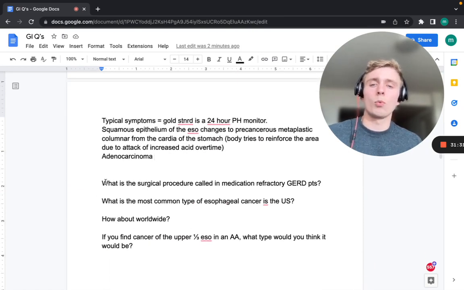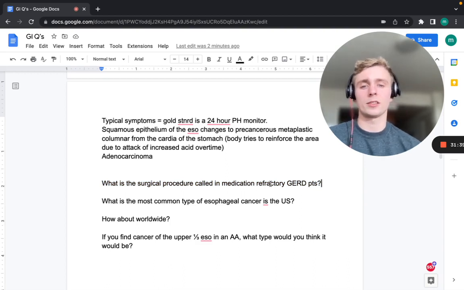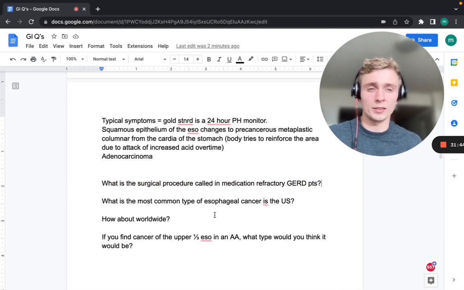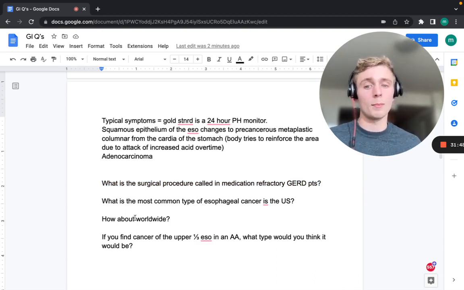Next one, what is the surgical procedure called in medication refractory GERD patients? So what do we do for surgery in medication refractory GERD patients? What is the most common type of esophageal cancer in the U.S.? How about worldwide? So what's more common worldwide? What's more common in the U.S.? If you find cancer in the upper 1/3 of the esophagus in an African American, what type would you think it is?